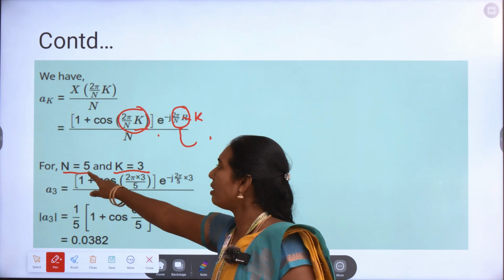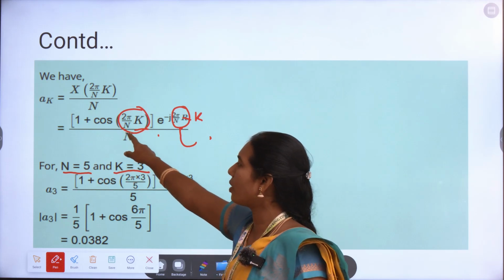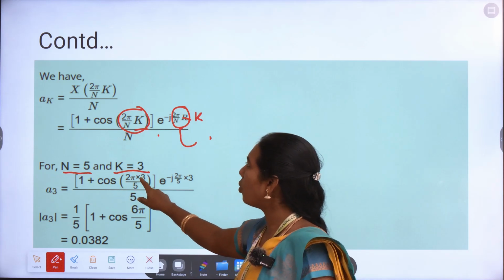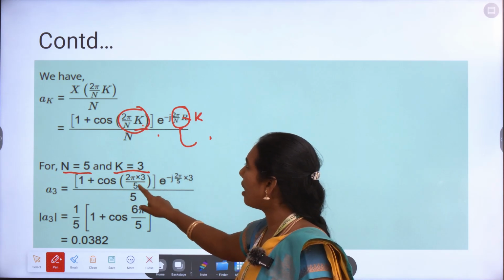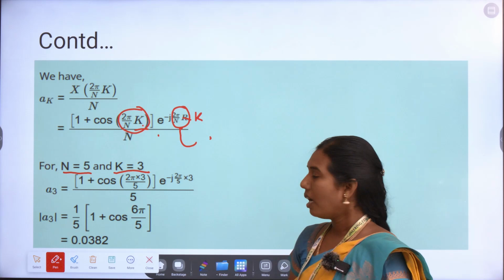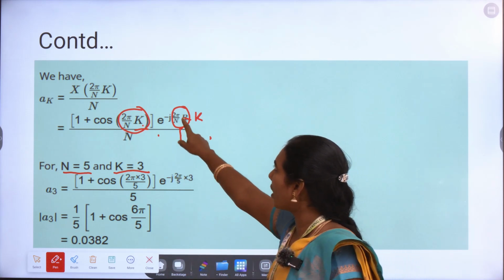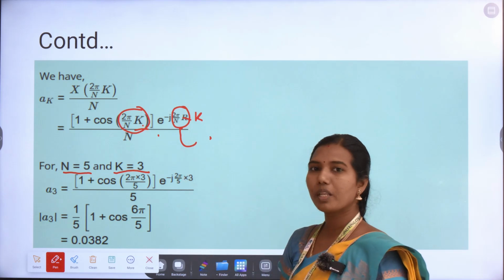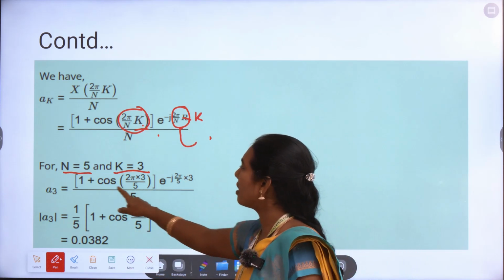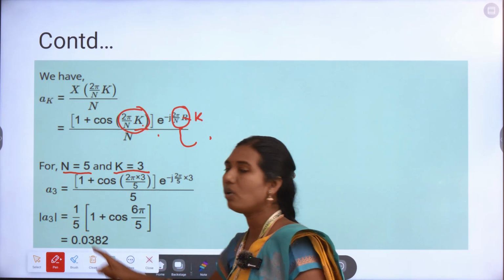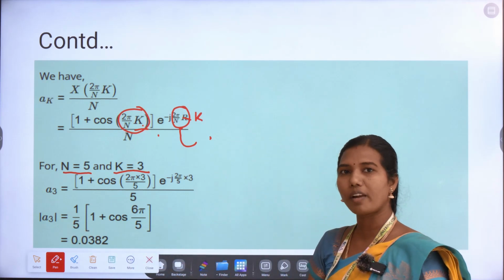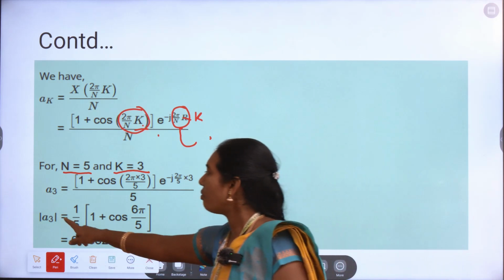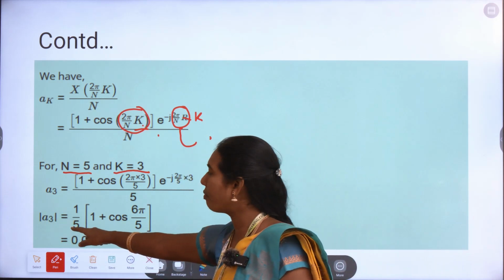So substituting the N value and k value in the above expression, we will have a3 equal to 1 plus cos 2 pi, with k value 3 and N value 5, into e power minus j 2 pi, with k value 3 and N value 5, divided by 5. In the question it is asked to find the magnitude of the Fourier series coefficient, so we need to find the modulus of a3.